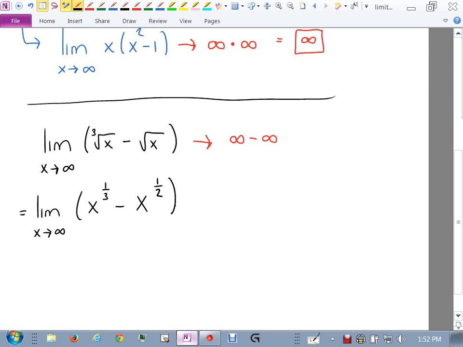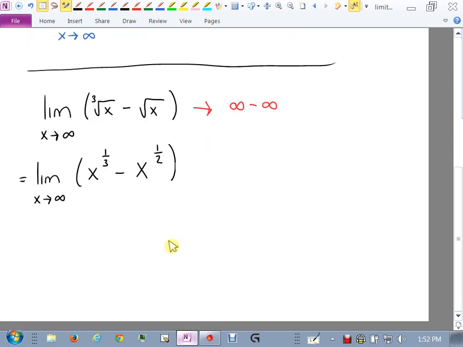Now what I'm going to do is I'm going to look at both of these fractions, and rewrite the fractions, but with common denominators. So what would be a common denominator between 3 and 2? 6. So could I rewrite it this way? Keeping the limit here. x to the 2/6. That's still x to the 1/3, isn't it? Minus x to the 3/6. Do you agree with that?